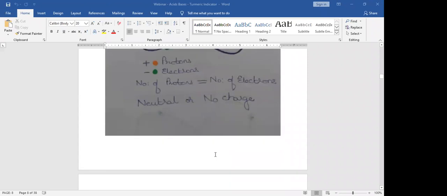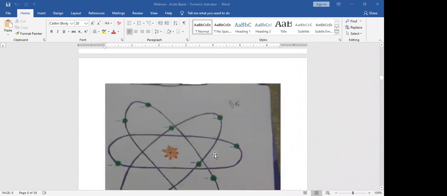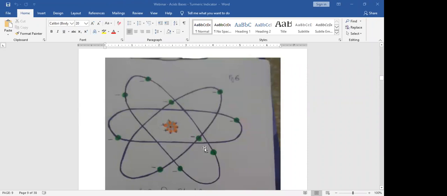Let's take another scenario of the same oxygen atom. Now quickly count the number of electrons, the green dots.